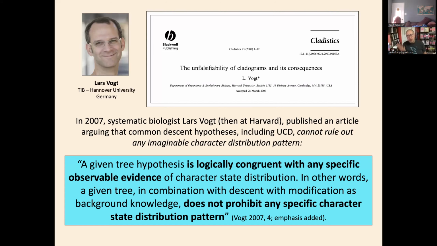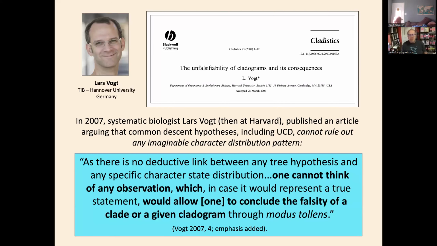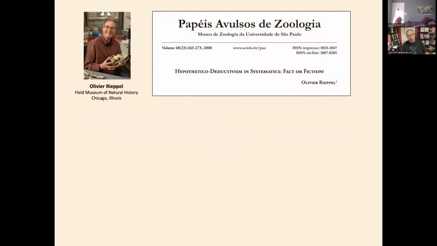He says when you look at these cladograms, they don't rule out any specific character state distribution. That is, you can't think of any observation just from a cladogram itself which would let you falsify that cladogram through modus tollens, which is the model of testing that we've been using, because there's no deductive link between the cladogram and what's present at the terminals. In other words, common descent by itself is untestable.